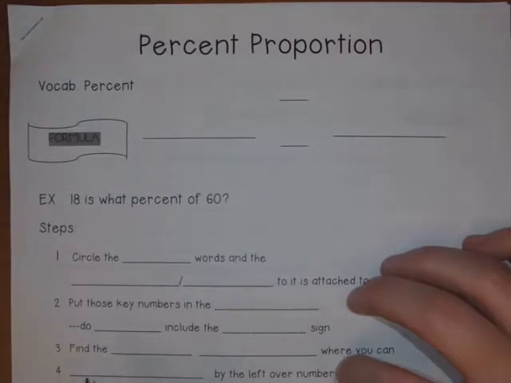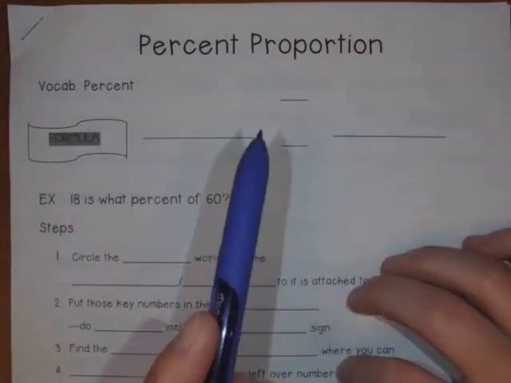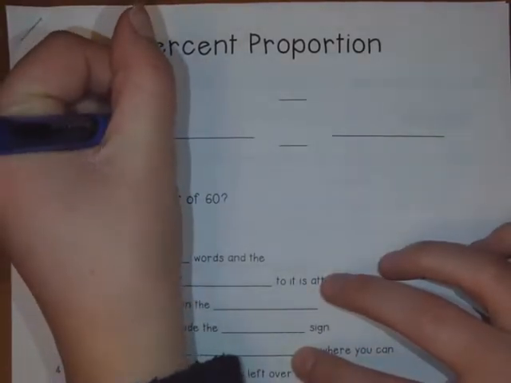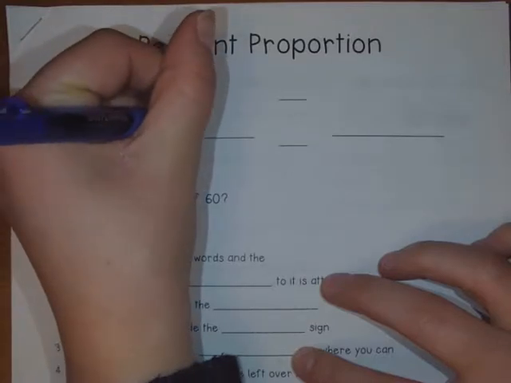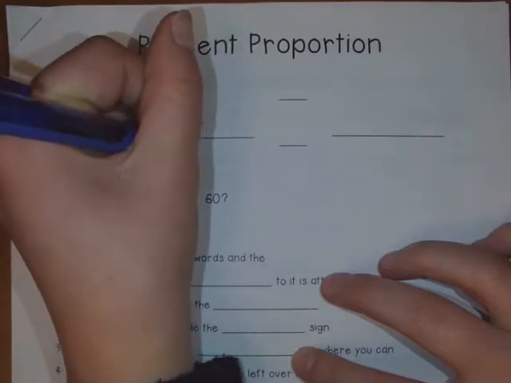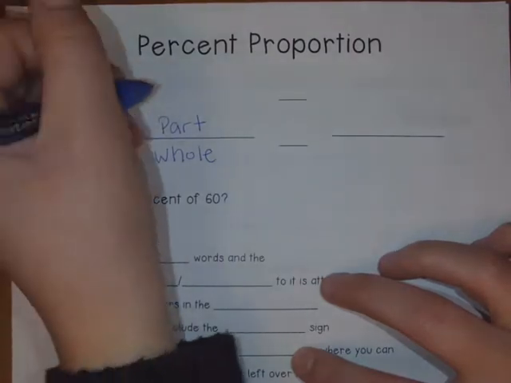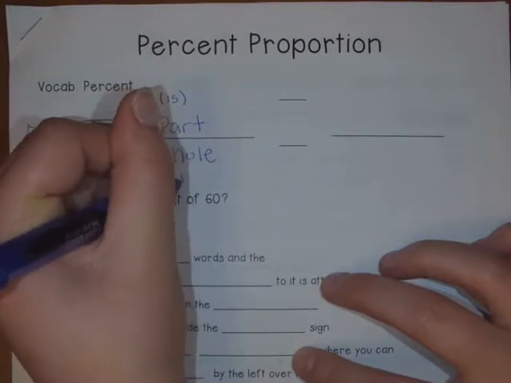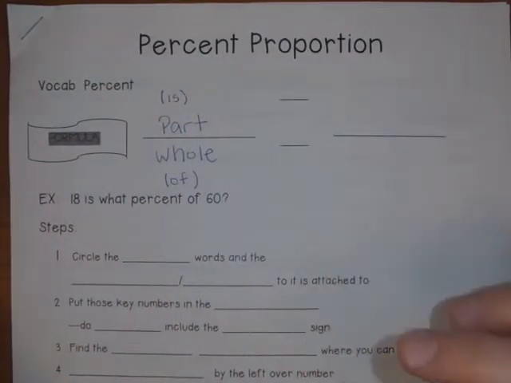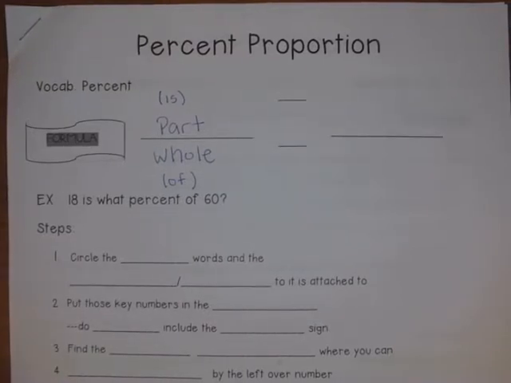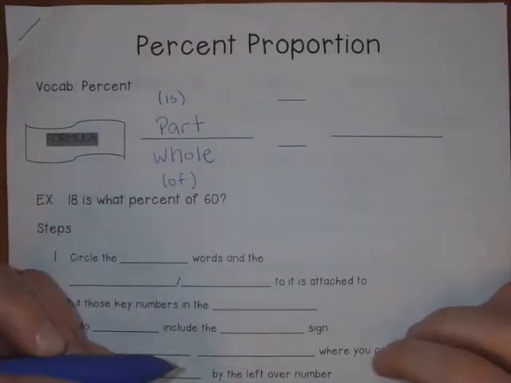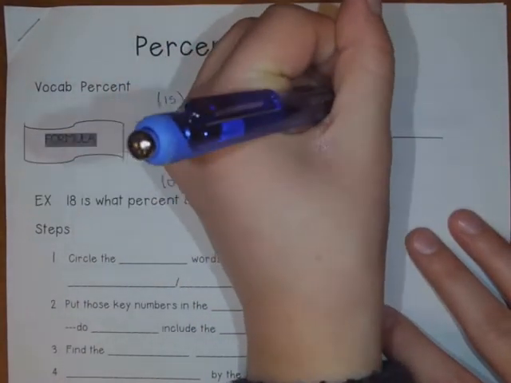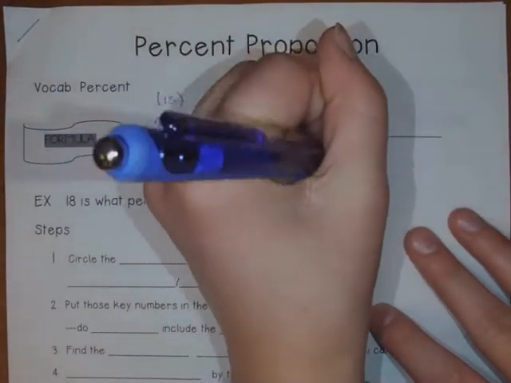And so the first thing that we have is this formula that we're going to be working with. And our formula is always going to be part over the whole. In 6th grade, you learned it as is over of. That works too, is over of. I just always think of it as, is it part of the number or is it the whole number? And that is going to be equal to the percent over 100.